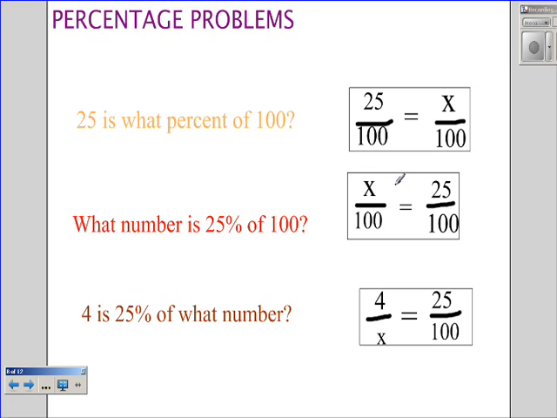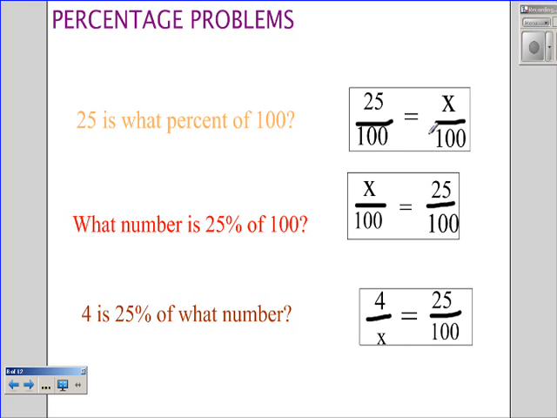What number is 25% of 100? So what number out of 100 is 25%? So 25% is just 25 out of 100. And 4 is 25%. So 25 out of 100, 25% of what number? So 4 over what is equal to 25 out of 100. You'll notice I'm always putting these out of 100.